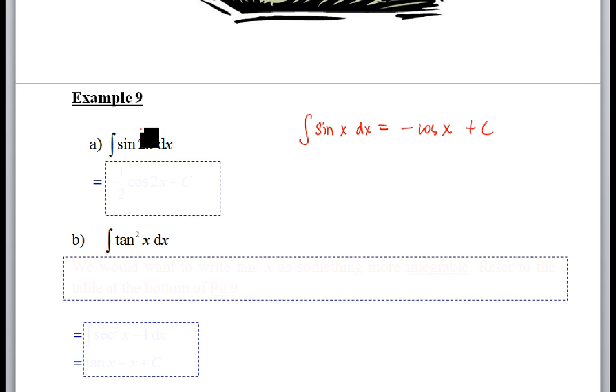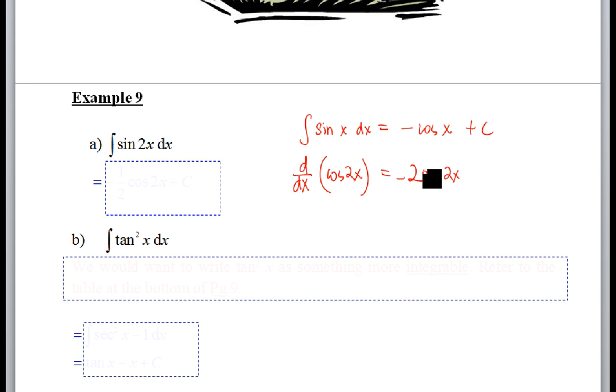If it's not obvious, can I have attention? Look up. If it's not obvious, you may want to do differentiation to help you. For example, do we know how to differentiate cosine 2x? Cosine 2x is minus sine 2x times a 2. Correct? So when we integrate sine 2x, there must be a half.